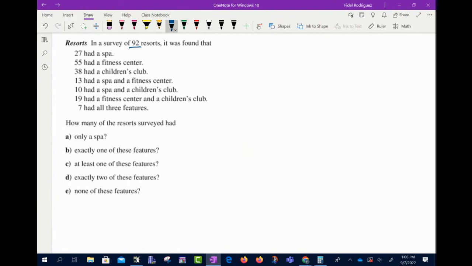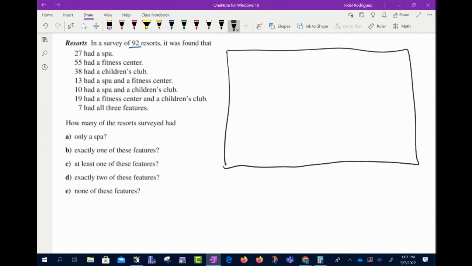It says 27 of them had a spa, 55 of them had a fitness center, 38 had a children's club, 13 had a spa and a fitness center, 10 had a spa and a children's club, 19 had a fitness center and a children's club, and 7 had all 3. Okay, so my first step, y'all, I'm going to draw a big rectangle. Here's my big rectangle. And in this case, y'all, how many circles do you think I'm going to draw? 3. We got spa, fitness center, and children's club.